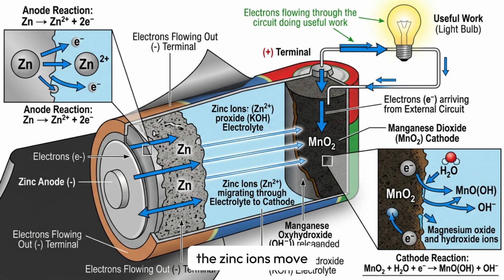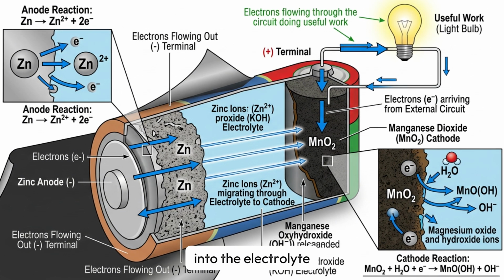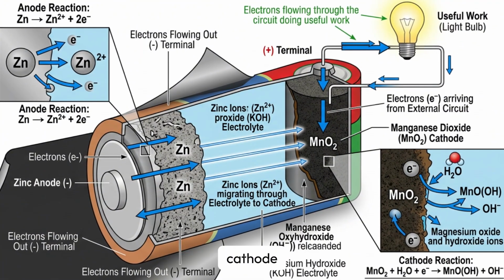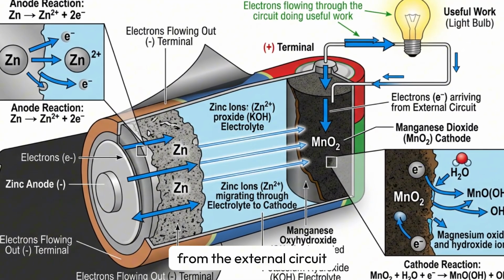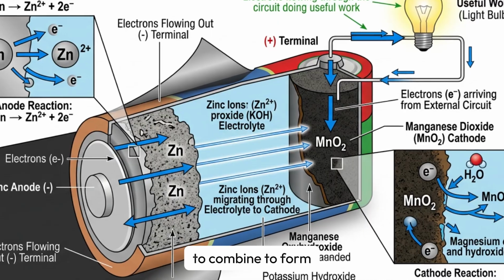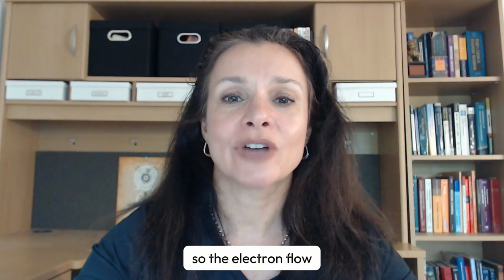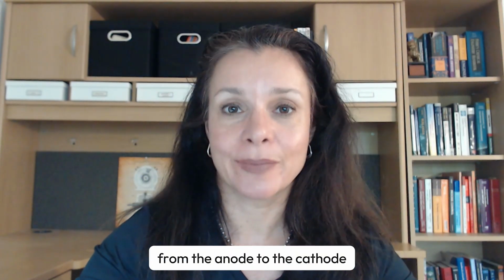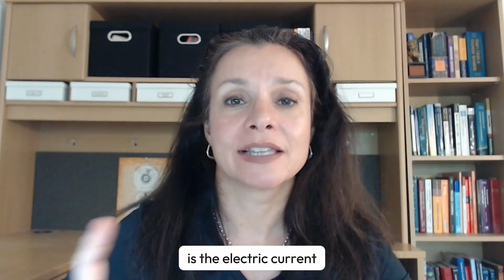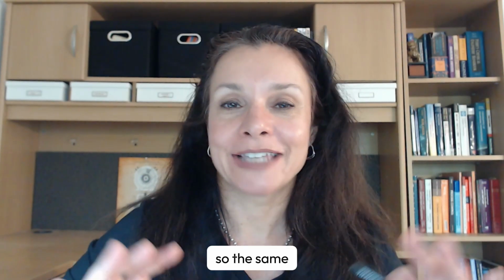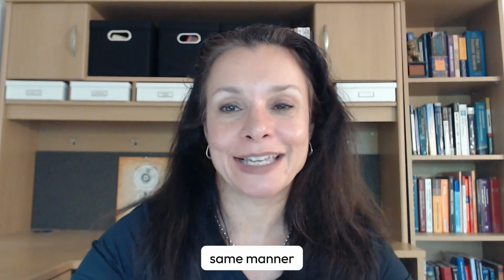At the same time, the zinc ions move into the electrolyte, and at the manganese dioxide cathode, those electrons arrive from the external circuit to combine to form manganese oxide and hydroxide ions. So the electron flow through the external circuit from the anode to the cathode is the electric current that powers your device. So the same fuel cells work in the exact same manner.